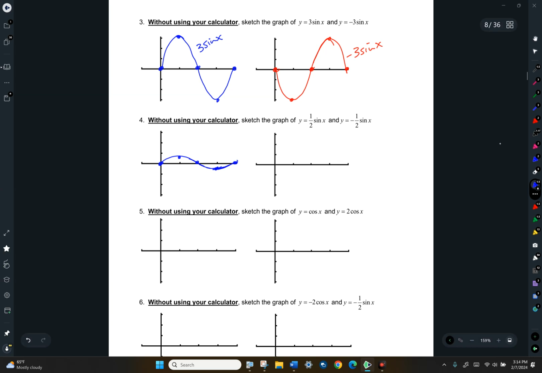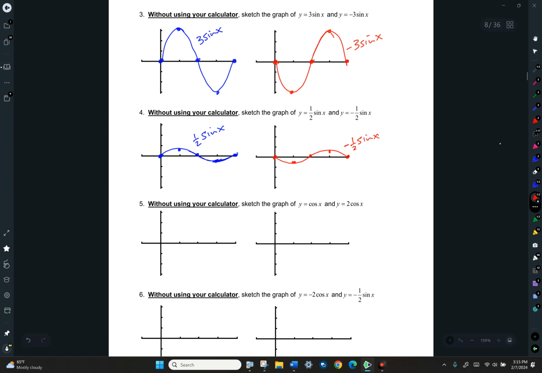So the same thing with negative, that was 1/2 sine of x. So with the negative, again, the zeros stay the same, start, end, halfway, but instead of going up, I'm going to start by going down, but I'm only going down to -1/2 and then up to +1/2. So it's the same basic shape, it's just flipped across the x-axis.